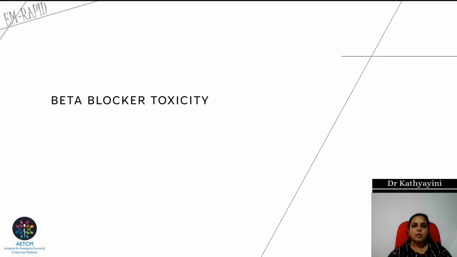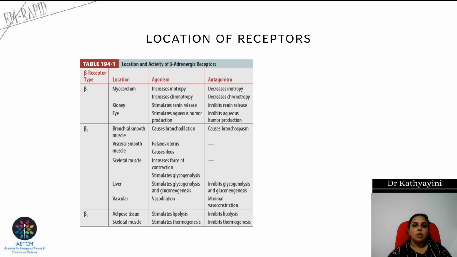Now coming to beta blocker toxicity. Beta blockers act on the beta receptors. The commonly seen beta receptors are 3: beta 1, 2 and 3. Beta 1 is seen in the myocardium, kidney, and eye; beta 2 in the bronchial, visceral, smooth muscles, skeletal muscles, and vascular tissues; and beta 3 in the skeletal muscles and adipose tissue.